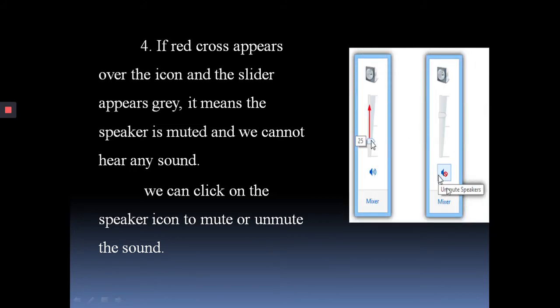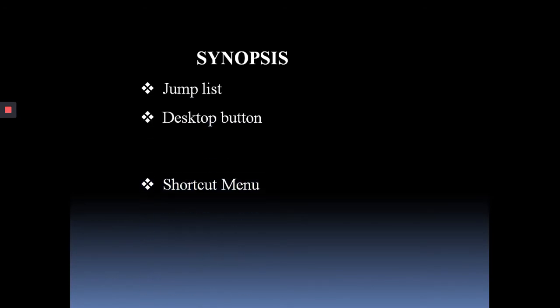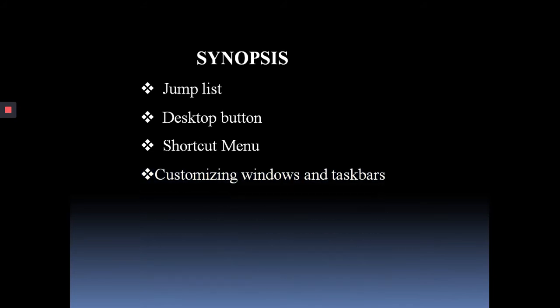This is the button. After clicking this, it will be changed like this. Next, today we are going to learn about jump list and desktop button, shortcut menu, and customizing windows and taskbar. These are the topics we are going to learn today.